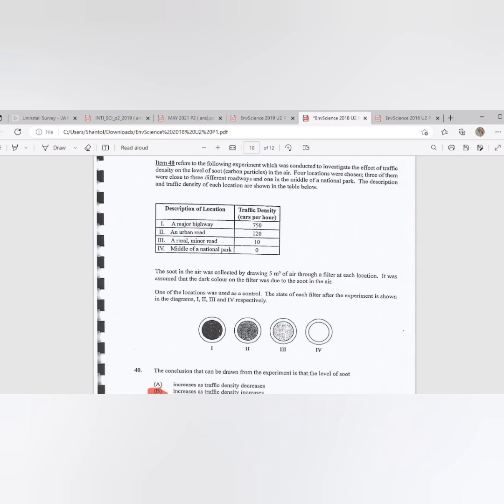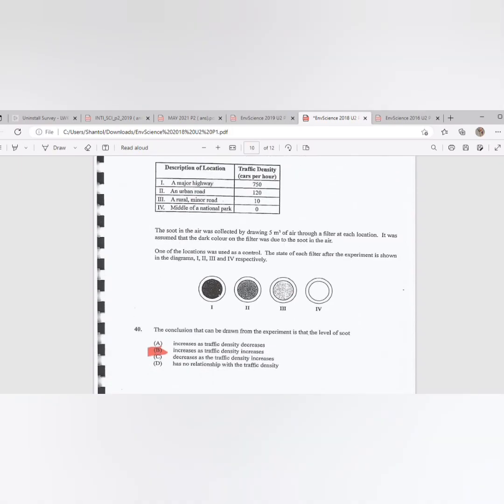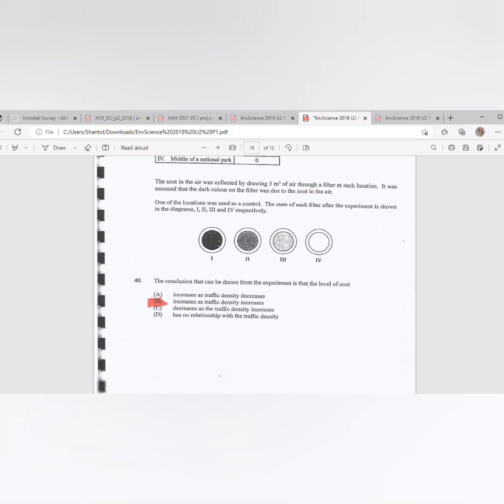The state of each filter after the experiment is shown in the diagrams I, II, III and IV respectively. The conclusion that can be drawn from the experiment is that the level of soot, B, increases as traffic density increases.